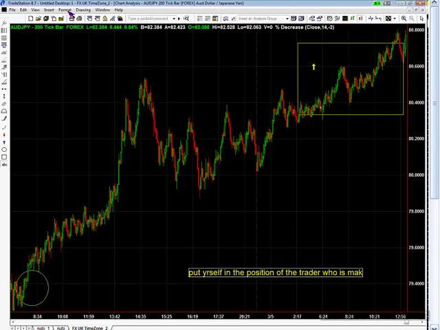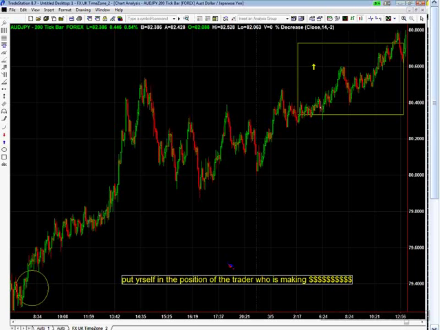You want to become a successful trader. You want to be able to make a lot of money. You want always to put yourself in the position of the trader that is making a lot of money. This morning, you're looking at the screen. Okay, I want to take a trade. Should I buy or sell? It is a very difficult position.